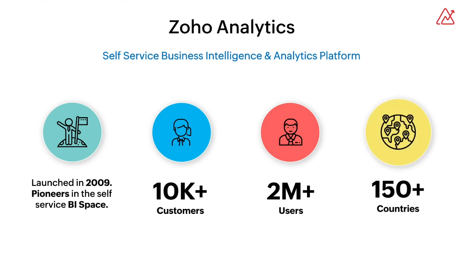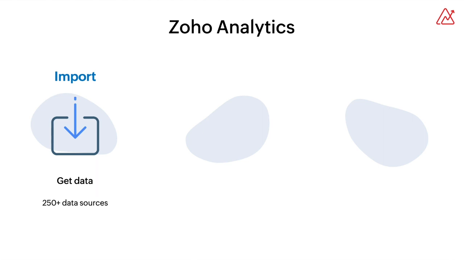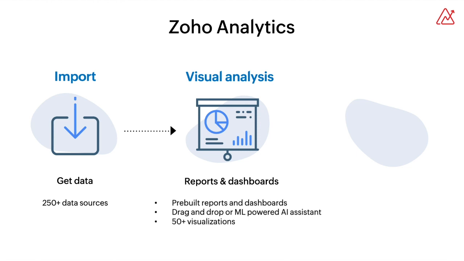across 150 countries. Well, Zoho Analytics can help you get your data from more than 250 data sources in the forms of files and feeds, local databases, cloud databases, and popular business applications. With all that data inside your platform, you can visually analyze them in the form of reports and dashboards.